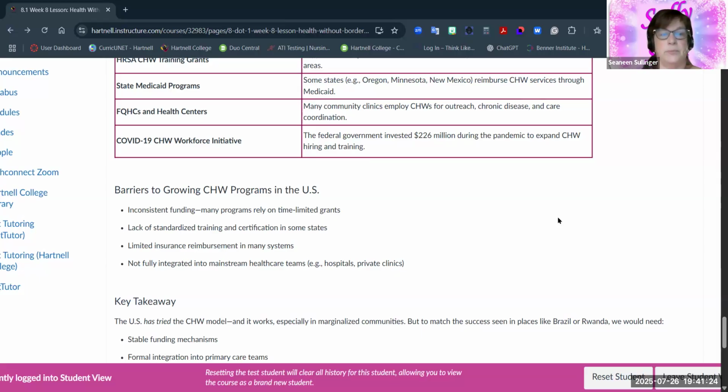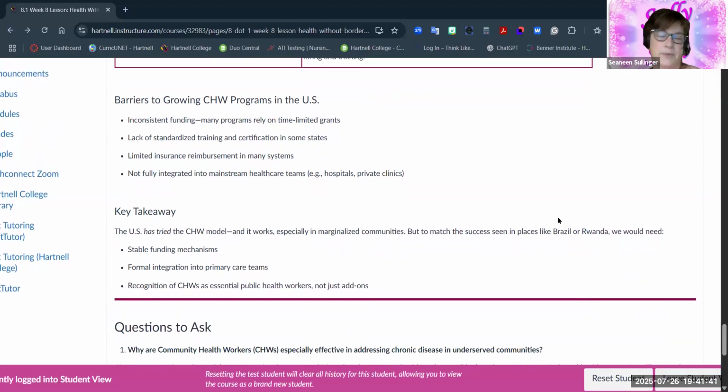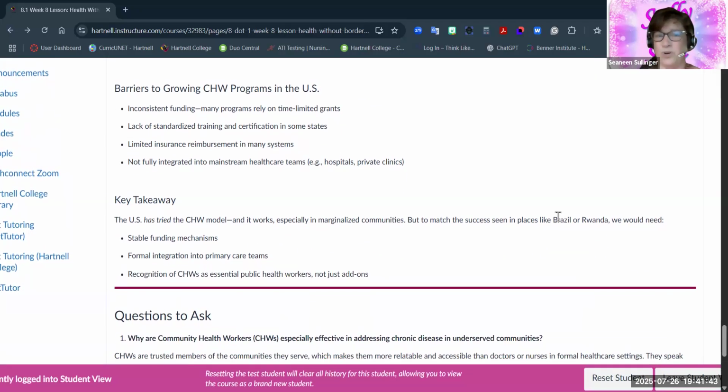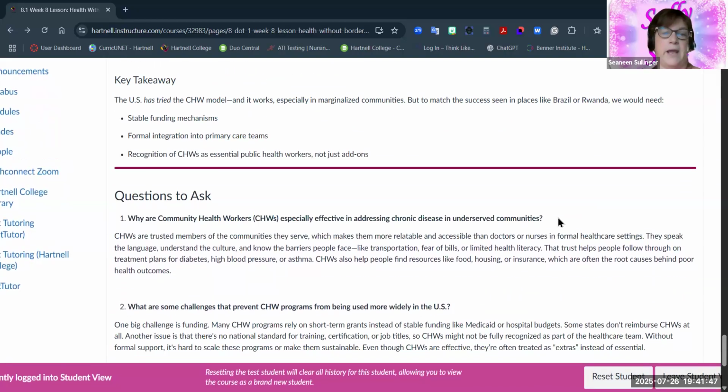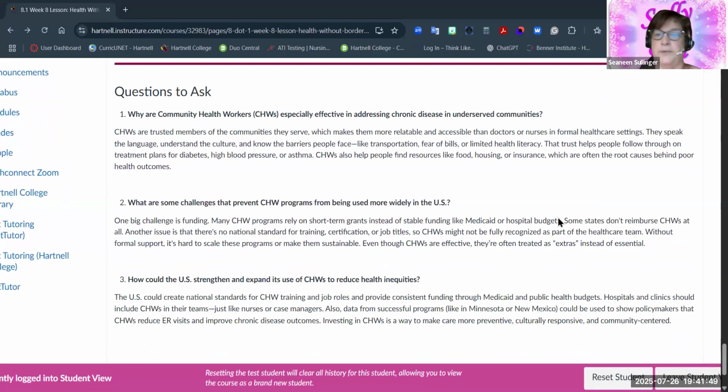Limited insurance reimbursement. Insurance won't cover community health workers, kind of like being a lactation consultant. Many insurances don't cover lactation consultants, and not fully integrated into mainstream healthcare teams. They're not part of the team. We don't see them as that. So are we missing an opportunity? We might be, especially in rural communities. So just some more questions to think about and ask yourself about those questions.